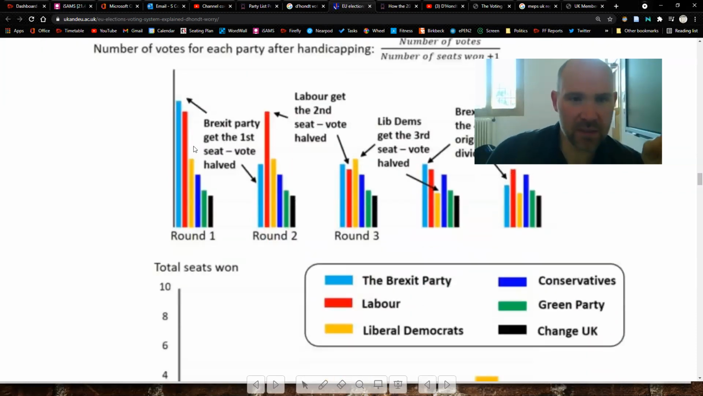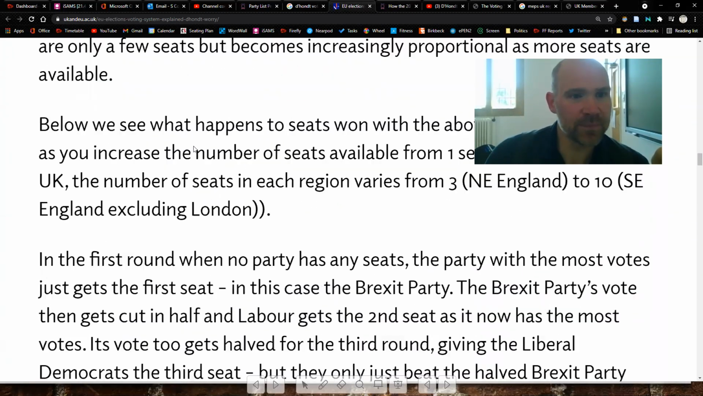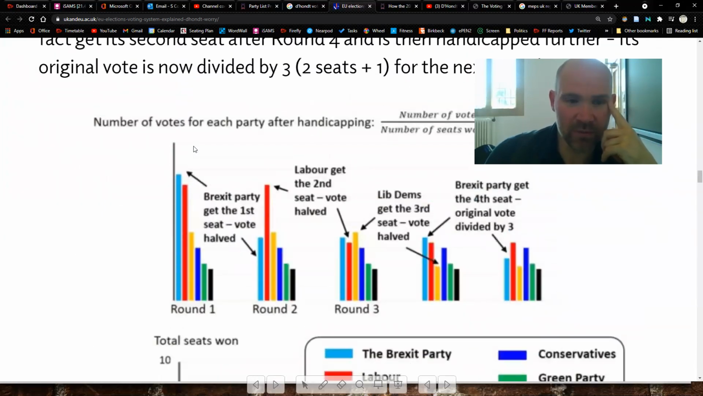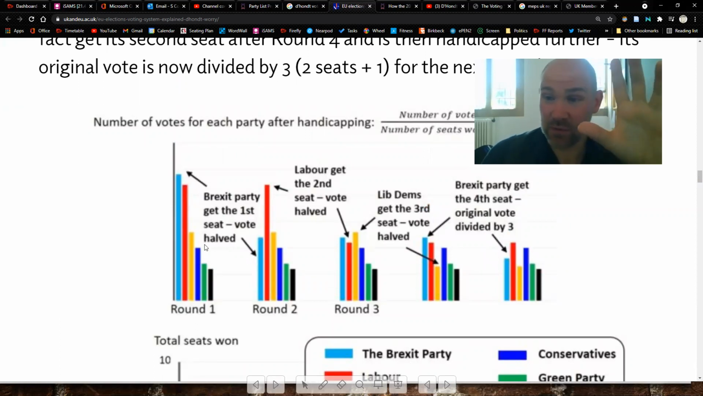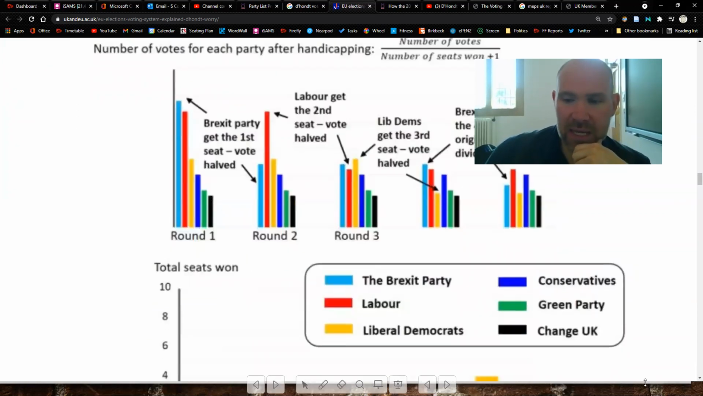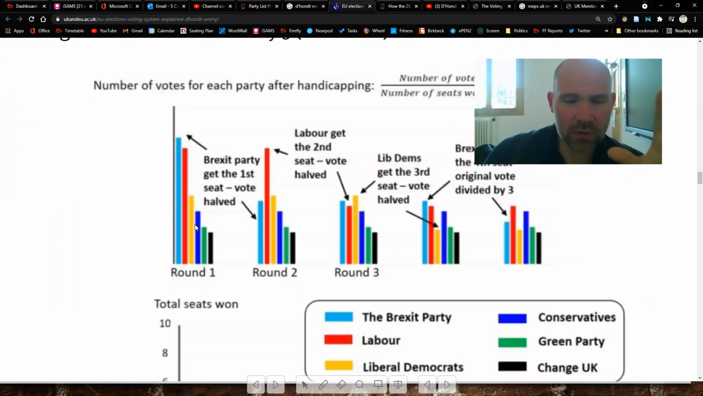This is a real election, one of the MEP votes, the members of the European Parliament. So we've got the Brexit Party here in light blue, then we've got Labour, then the Lib Dems, then the Conservatives. Interestingly, the Conservatives came fourth in this election. They didn't like that. And then we've got the Greens, and we also got Change UK. So what you do first of all is you divide all of the votes by 1. Remember that number, 1.